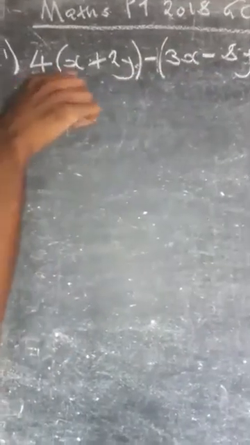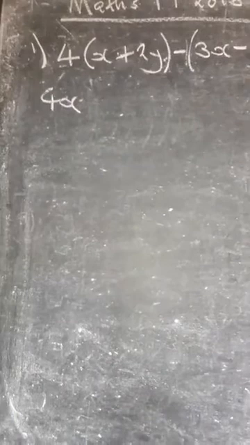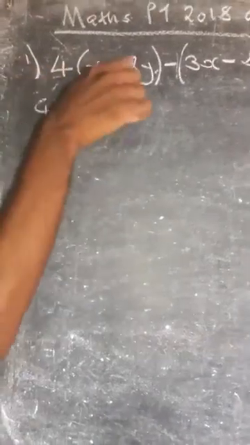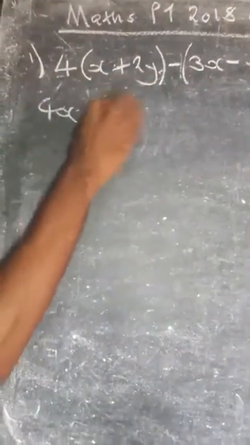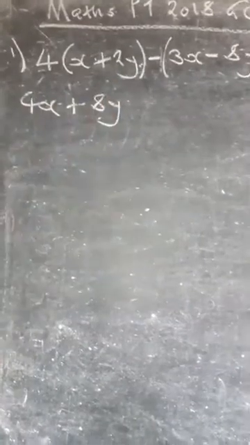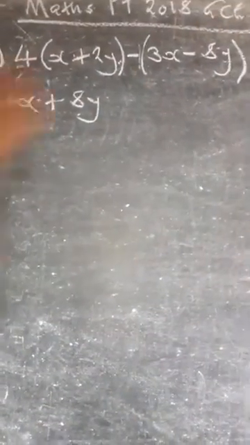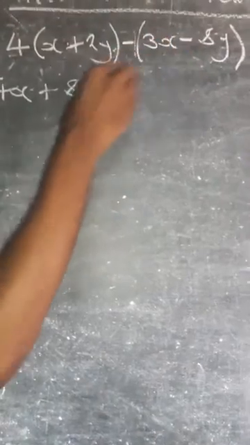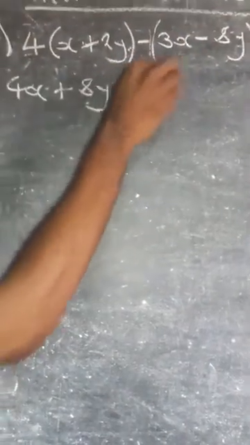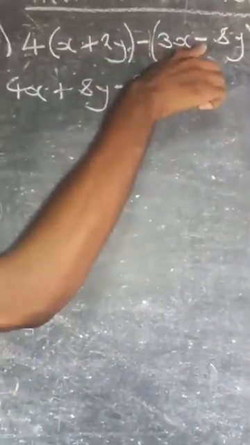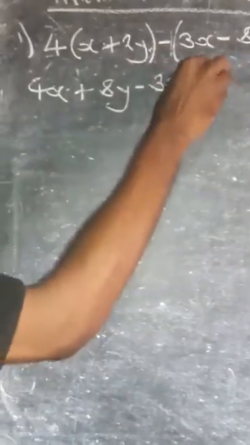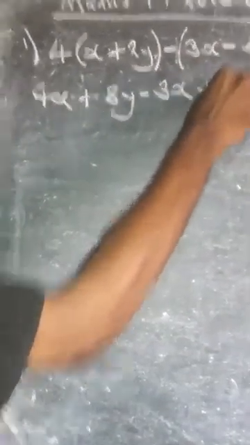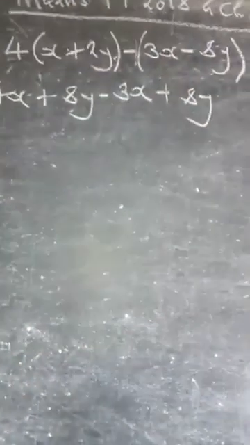So 4 by x, that's 4x. 4 by 2y, that's 8y. Then there's a negative here, negative by 3x, so that's -3x. Then there's negative, that is a positive. That means it's plus 8y. That's what we have here.